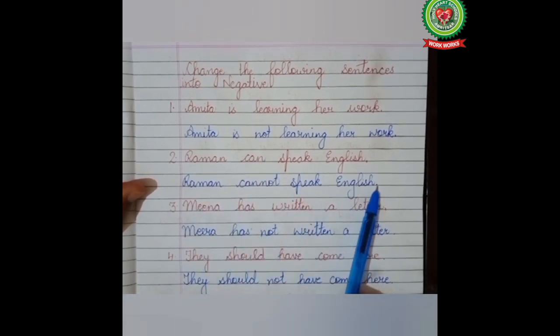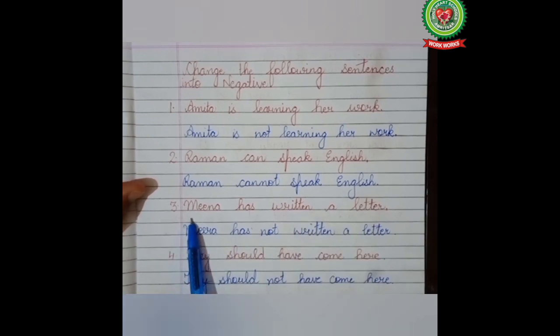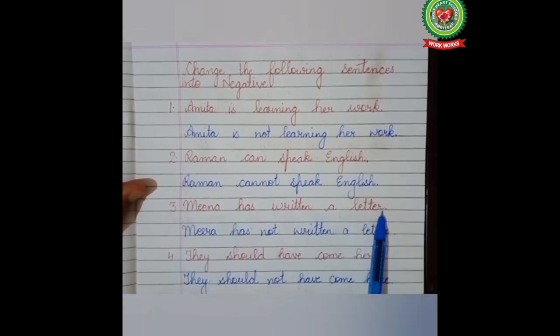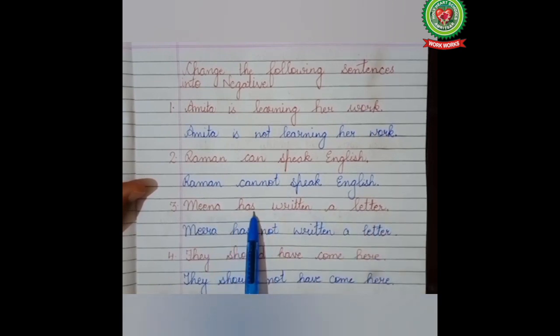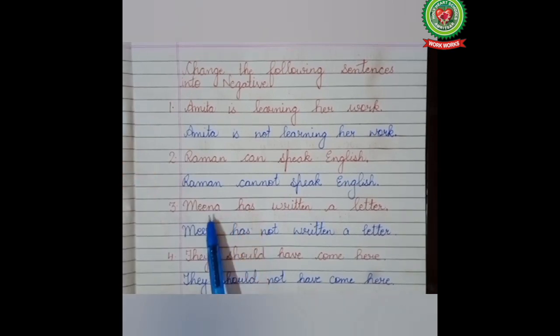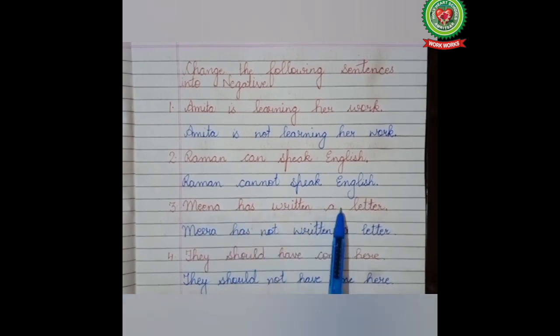Full stop. Okay, look at example number 3. Meena has written a letter. Full stop. Here our helping verb is has. And after the helping verb, we have to use the word not. So our answer is Meena has not written a letter.